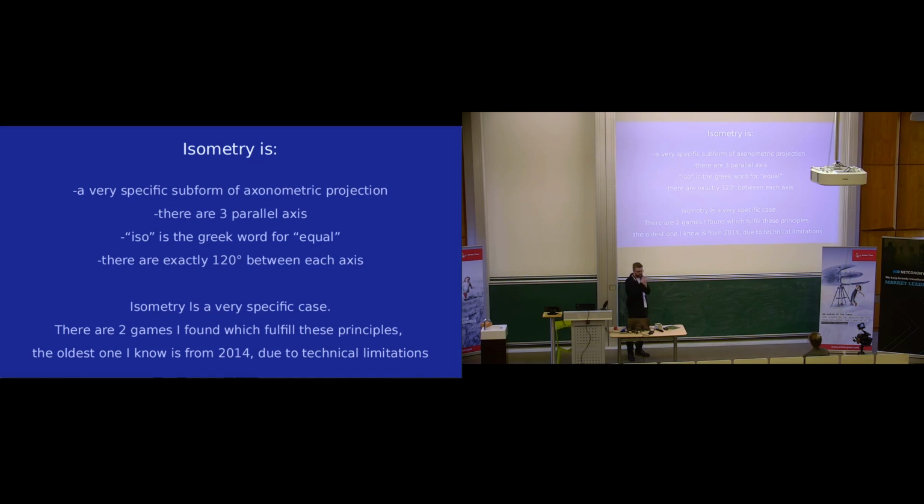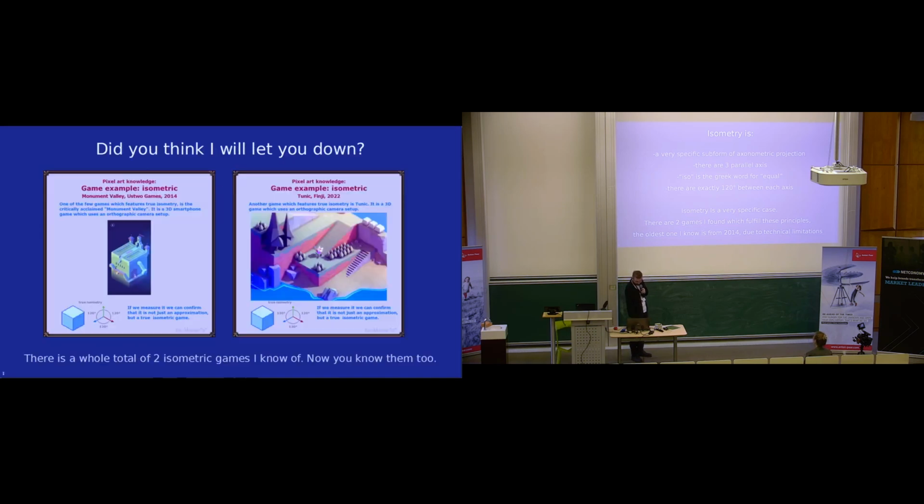And yeah, I just told you, there are actually two games I found which are isometric, and the oldest one I know is from 2014. So literally, I know two isometric games. On the one hand, Monument Valley, a really famous mobile game from 2014, runs on a 3D engine, has exact 120-degree axes. And the second one came out not too long ago. It's Tunic, from 2023. Also a perfect isometry. So I know two isometric games. Thanks. Now you also know two isometric games.